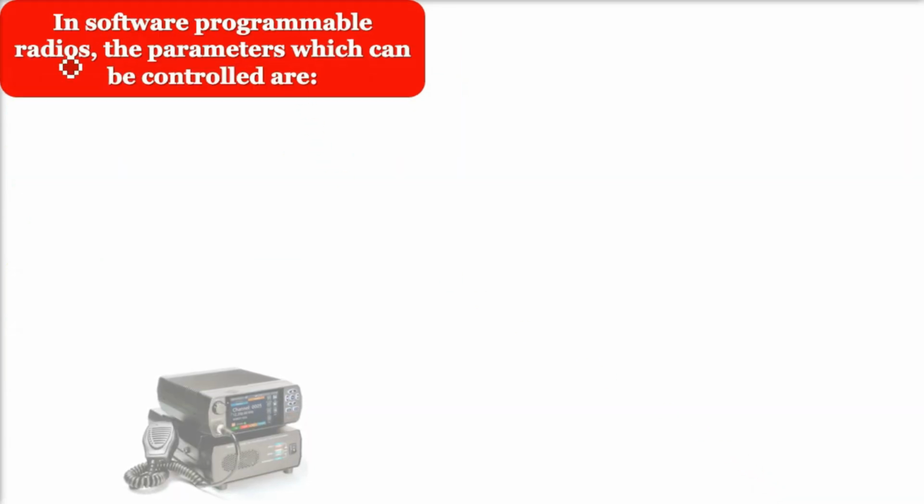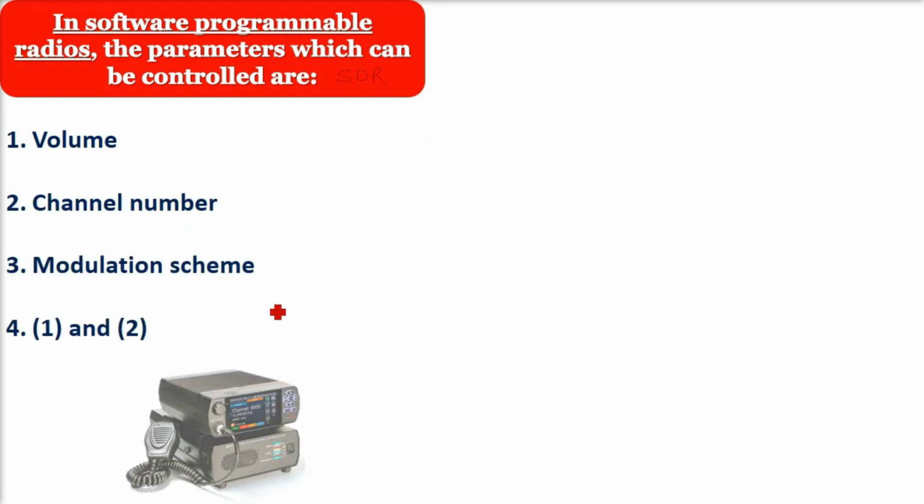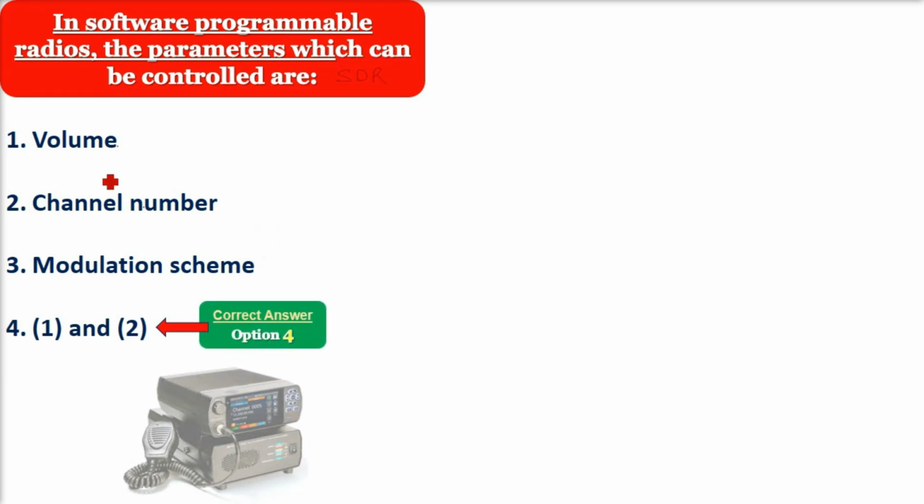In software programmable radios, what are the parameters which can be controlled? The first one is volume, then channel number, then modulation scheme, and finally 1 and 2. So it can be volume, channel number and modulation scheme together also. If the fourth option would have been 1, 2, 3, that option also would have been correct. So I am suggesting all of them can be true.